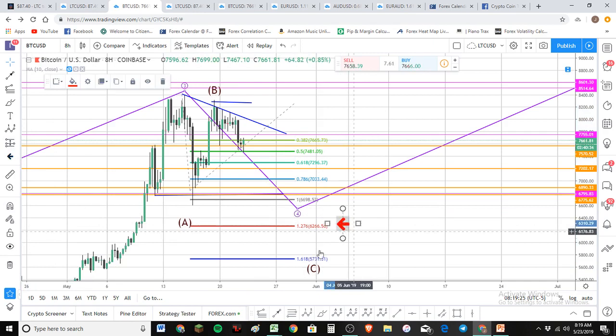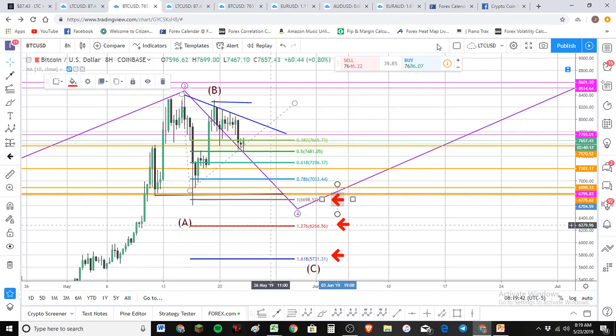So as price comes down, does it make its way down here to the 1618? If it does, we're going down further. If it doesn't, if it stops at the 1276, or if it stops here at the 1-to-1 extension, then we're dealing with a correction. An ABC, that means we're going up higher. Okay, that's what we're looking at.